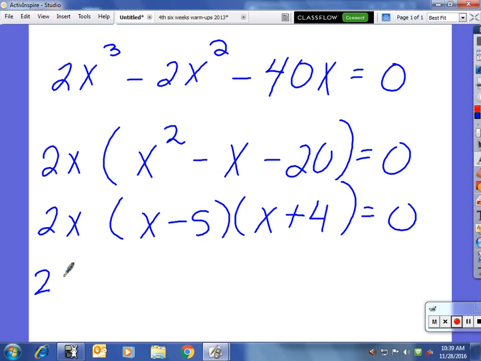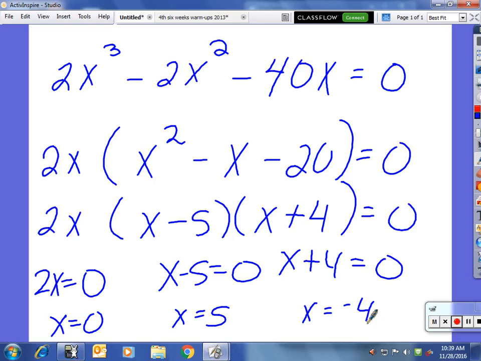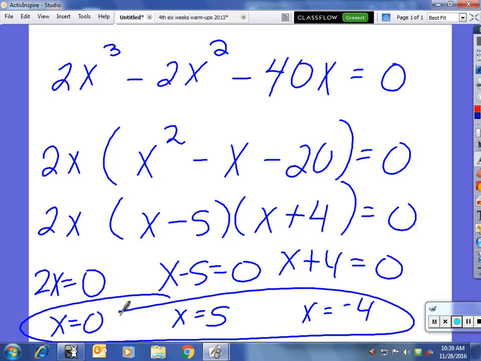So here's my three factors. That means either 2x equals 0, or x minus 5 equals 0, or x plus 4 equals 0. So what are my three possible answers for x? 0, 5, and negative 4. Those are the three places where it's going to cross the x-axis. Those are the three zeros. Those are the three roots.